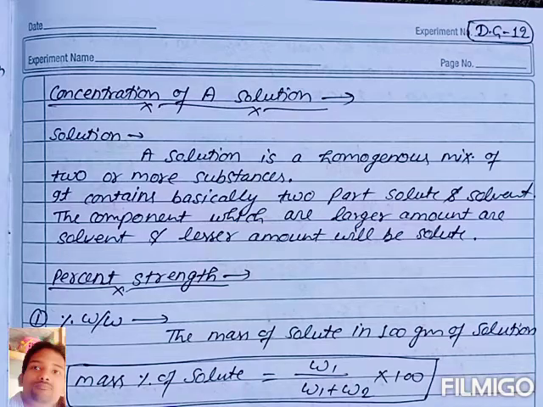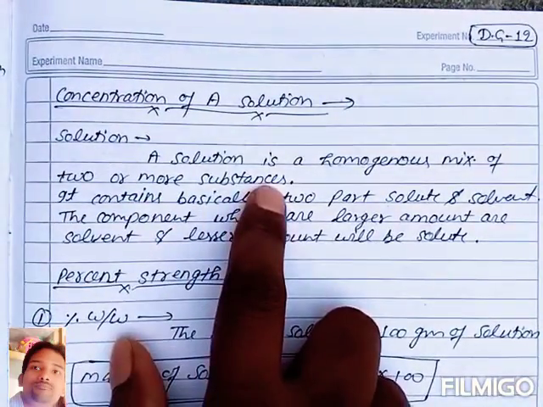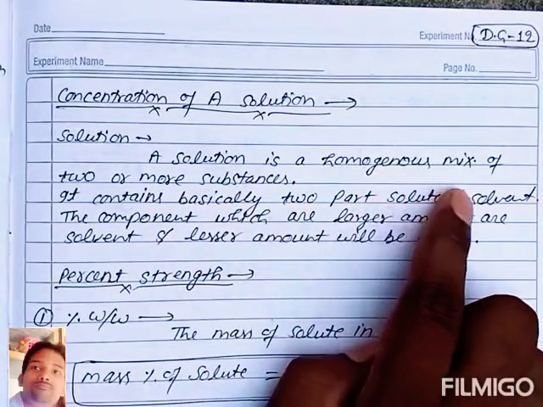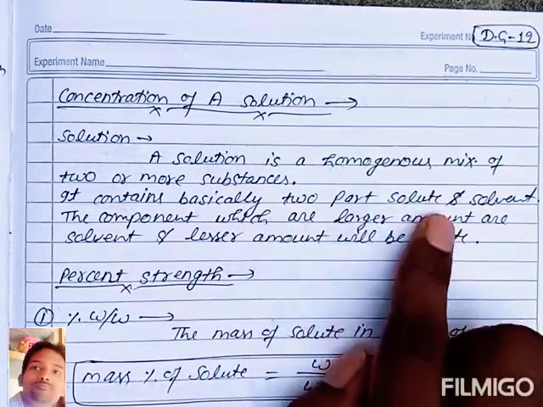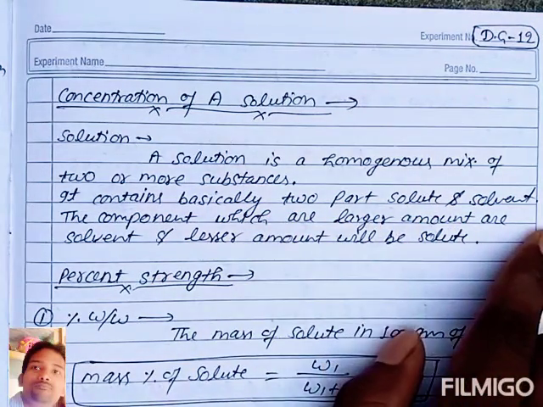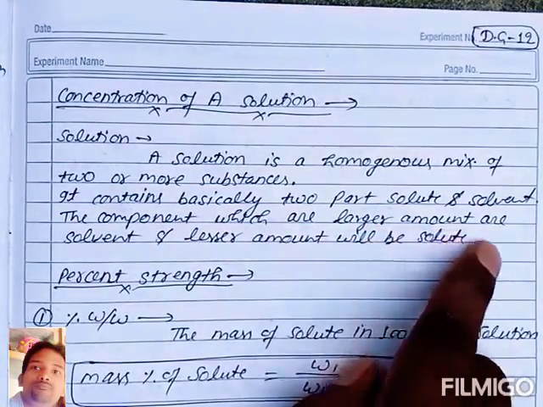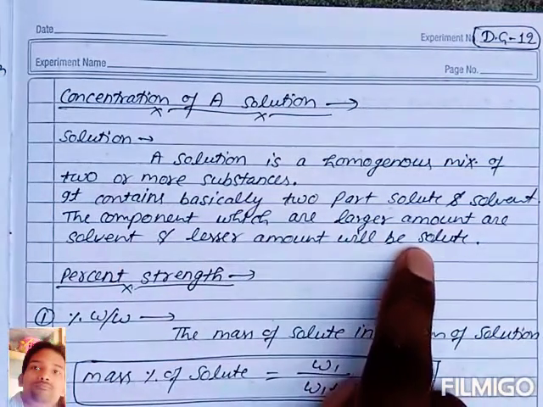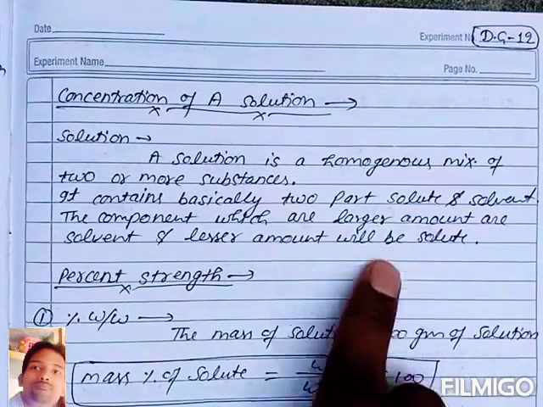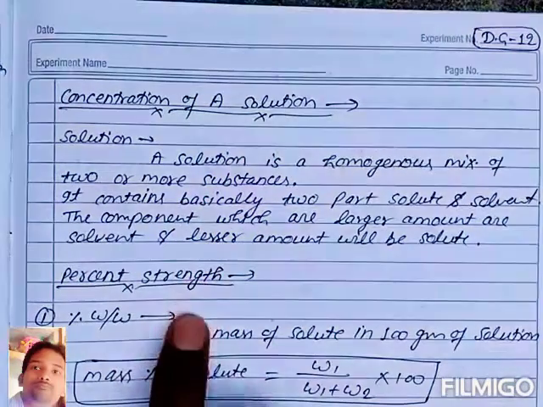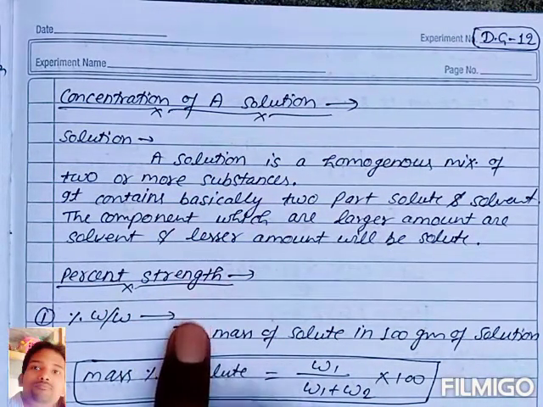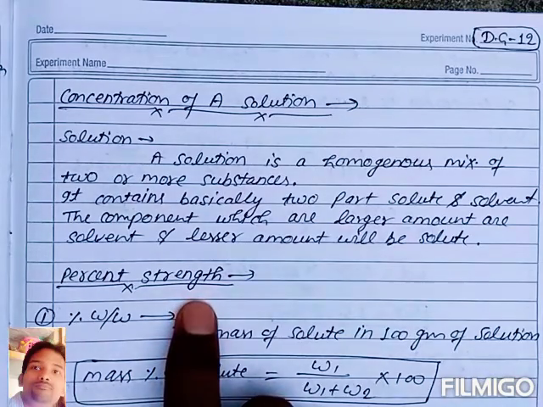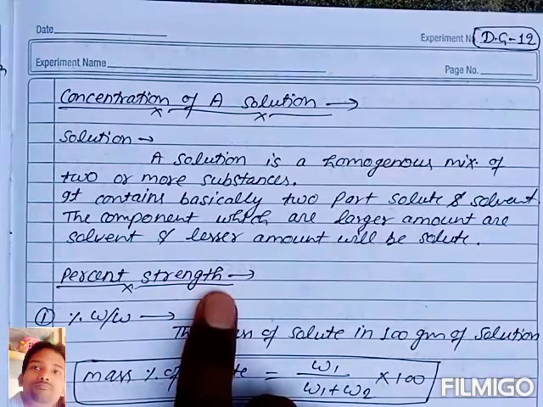A solution is a homogeneous mixture of two or more substances. It contains basically two parts, solute and solvent. The component which is in larger amount is the solvent and the one in lesser amount is the solute. For knowing the solution, there is a requirement of the percentage strength, and for this the solute amount plays the major role.